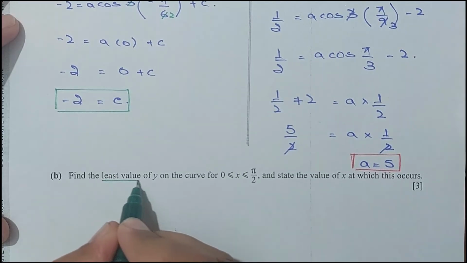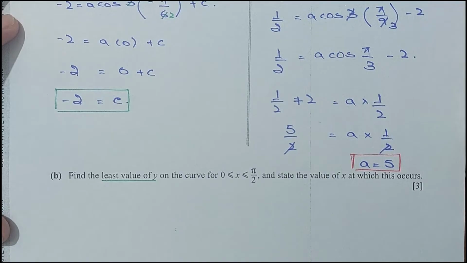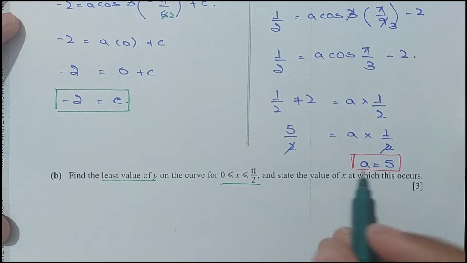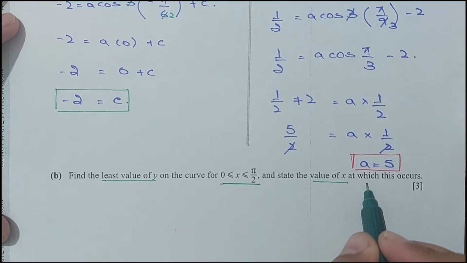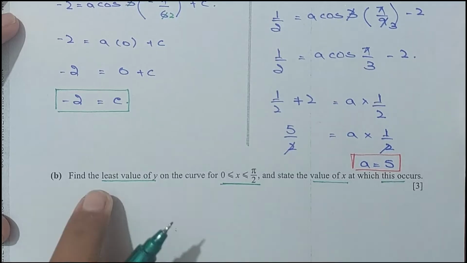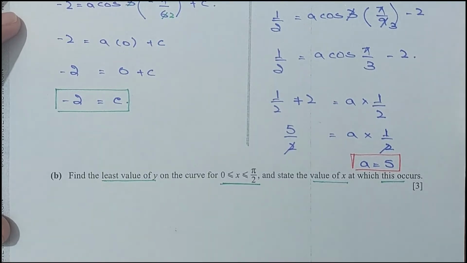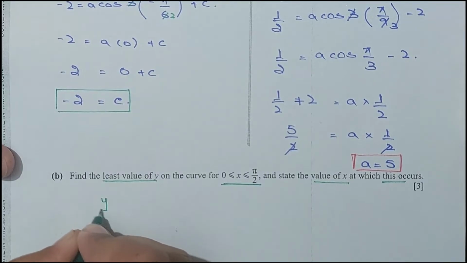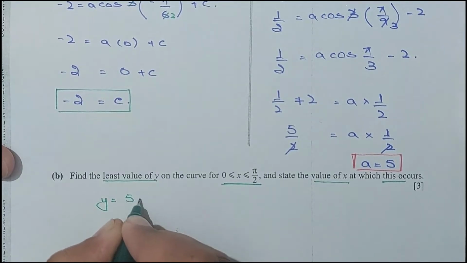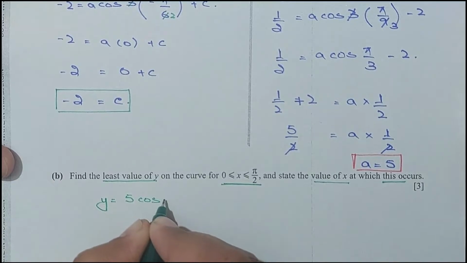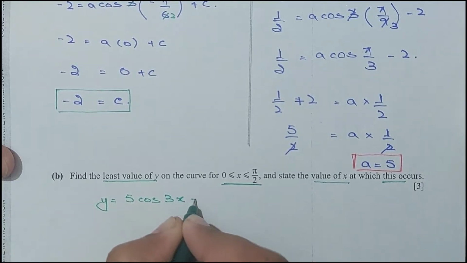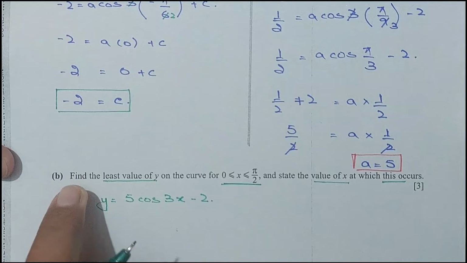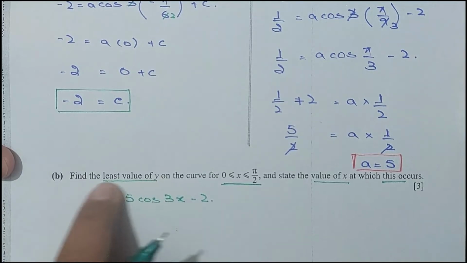The least value of y we have to find on the curve for x between 0 and pi by 2, the first quadrant, and state the value of x at which it occurs. At what least value, we have to find that x as well. The function we have is y equals a, which is 5, cos bx, the b value is 3x, and the c value is negative 2. This is the function. We have to find the least value of y.